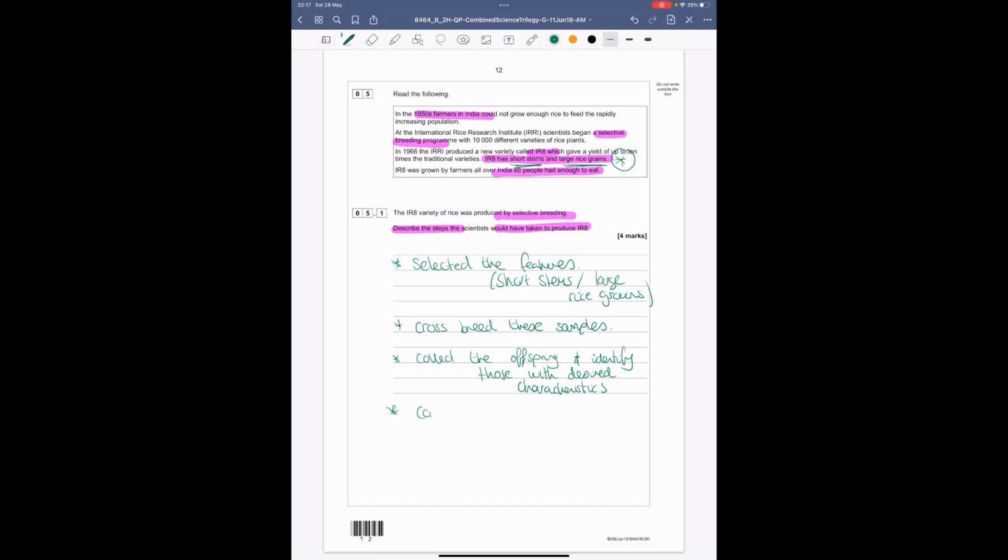Okay, continue to allow only those showing desired features to breed. So therefore, the desired genes are being passed on through the population and the less desired ones are not being produced. Okay, and you would keep on doing this until they all have the desired characteristics.